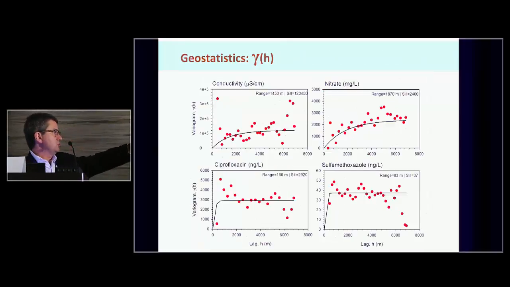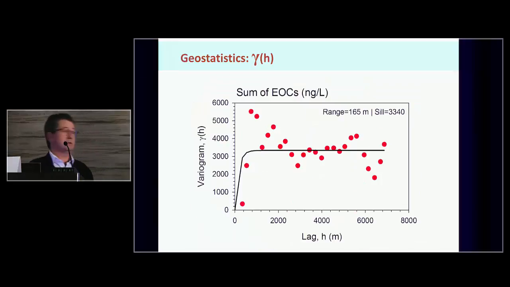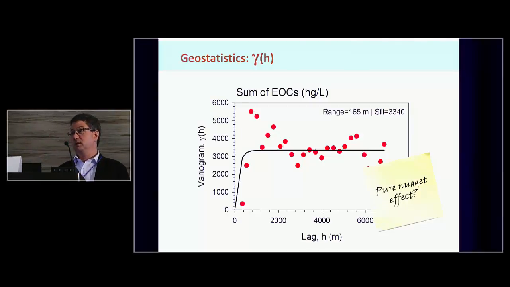When you do the variogram of conductivity and nitrate, and I use nitrate even though it's a reactive component, we see that we have a range of correlation of about 1,500 meters. But when we do that for the antibiotics, the most present antibiotics, which are ciprofloxacin and sulfamethoxazole, we see that the range of correlation is just 150 meters. When you represent the variogram for the total amount of antibiotics, we see more or less the same range of correlation, which is more or less a pure nugget effect, meaning there is no spatial correlation.